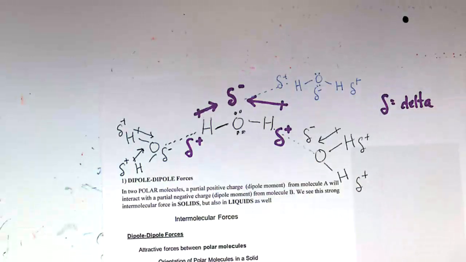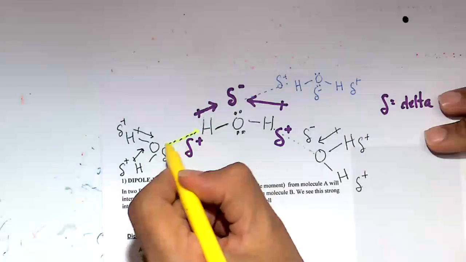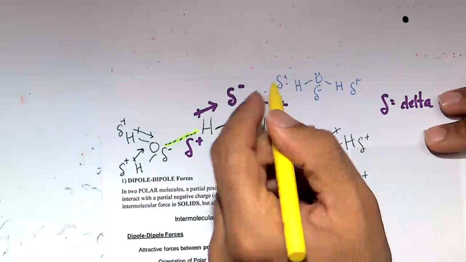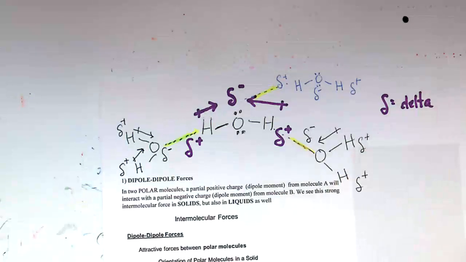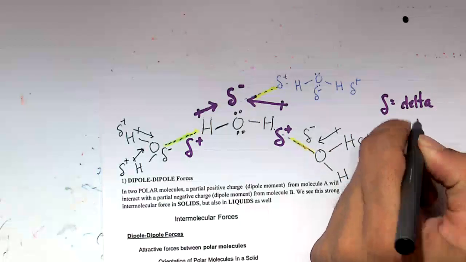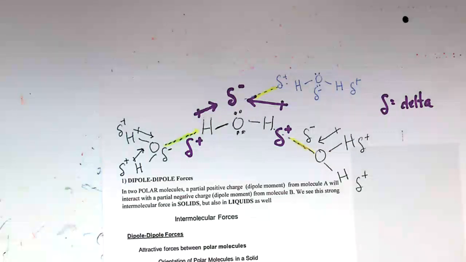So like that, we have an attraction, partial positive with partial negative. Okay, we'll highlight them. There's three. We can do a fourth. This can go on forever, all across three-dimensional space. All right, so this molecule is two things. Number one, it's polar.